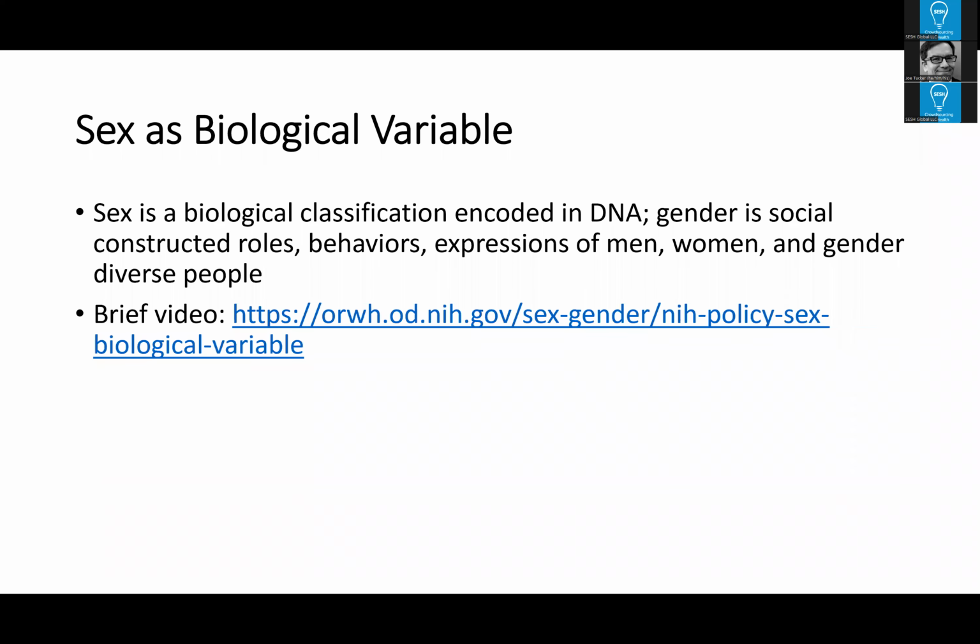There's a nice video from the NIH that explains SABV, which is the acronym for sex as a biological variable. You need to think about this. At the stage of recruitment, if you're only focusing on men, why are you excluding women and other genders? And at the stage of data analysis, similarly, could you do a sub-analysis that differentiates based on sex?